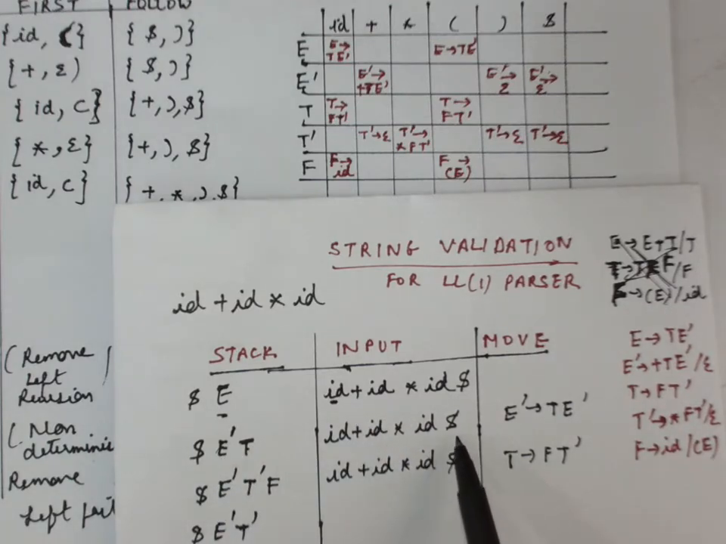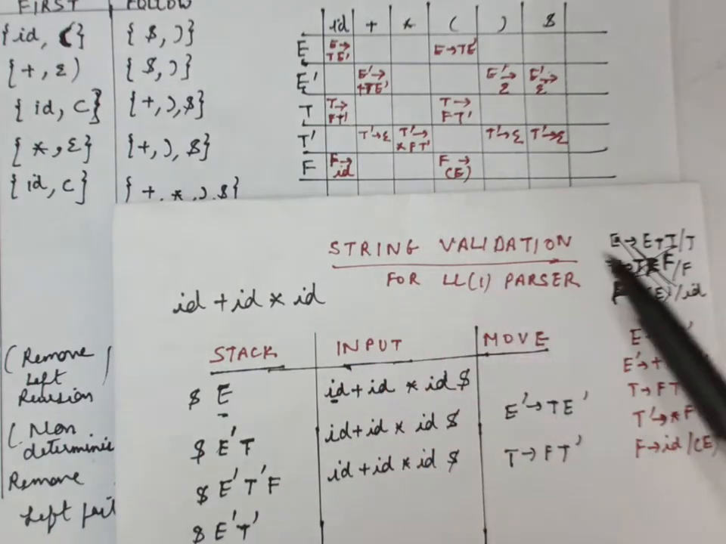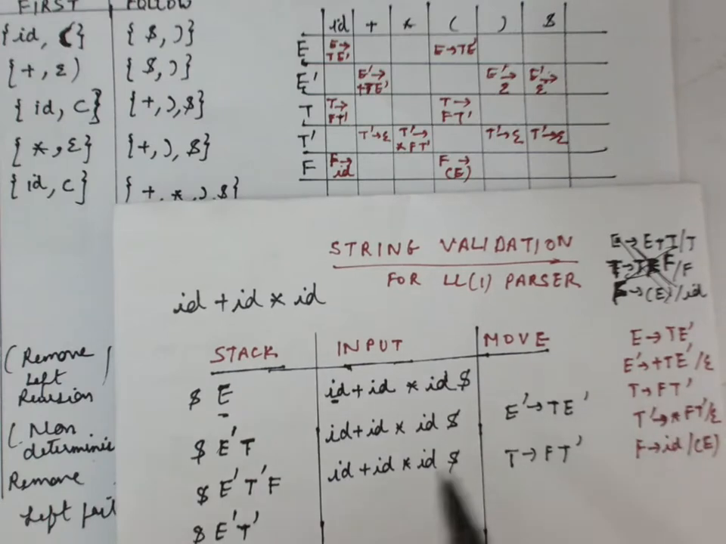Next, we have T and id. For T and id, we see in the table that T gives F T dash. So instead of T you write F T dash, and there is no change in the input string; the same string is written. We note the rule T gives F T dash.